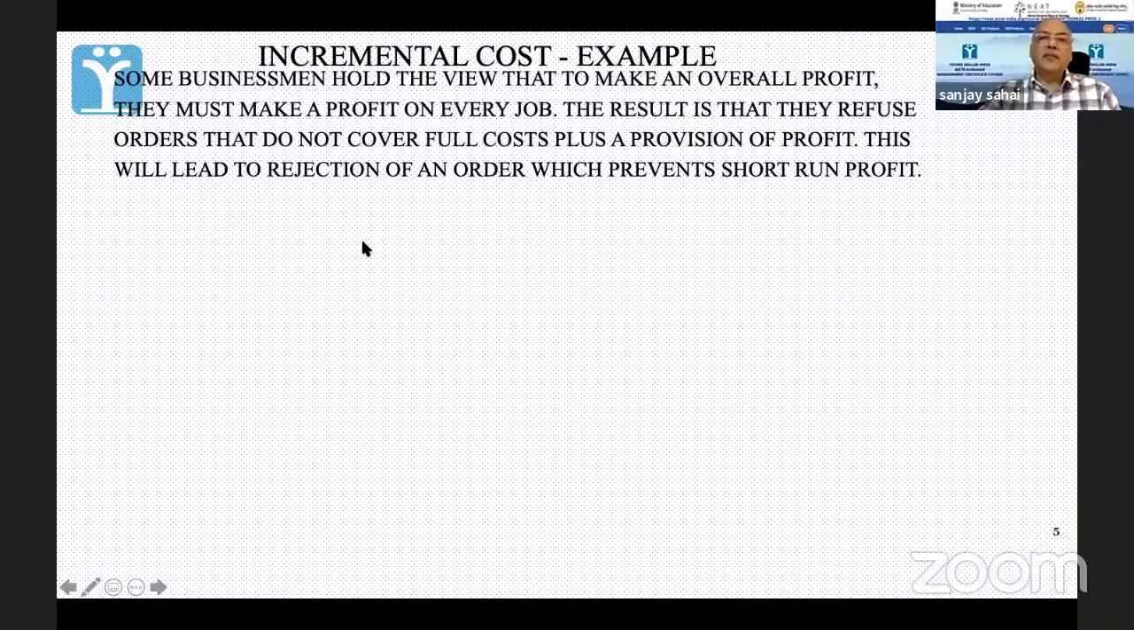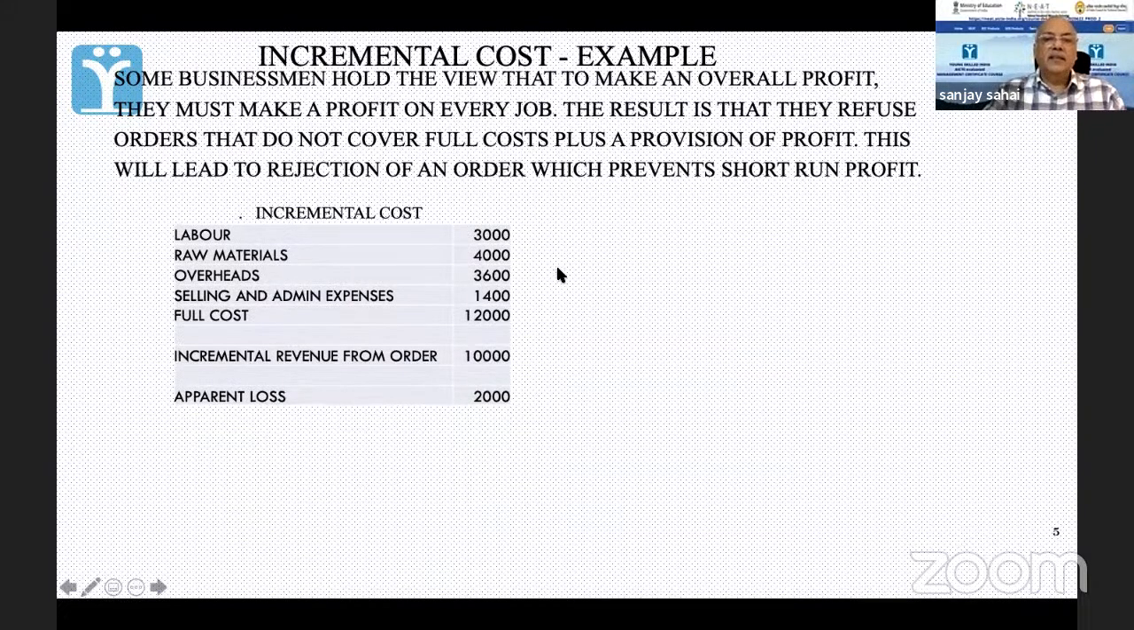So some businessmen feel that if we take an extra job, that extra job in itself should be able to generate a profit for the business. And it should cover all costs. So just to make that a little clearer, what is the incremental cost here? Think of it like this.